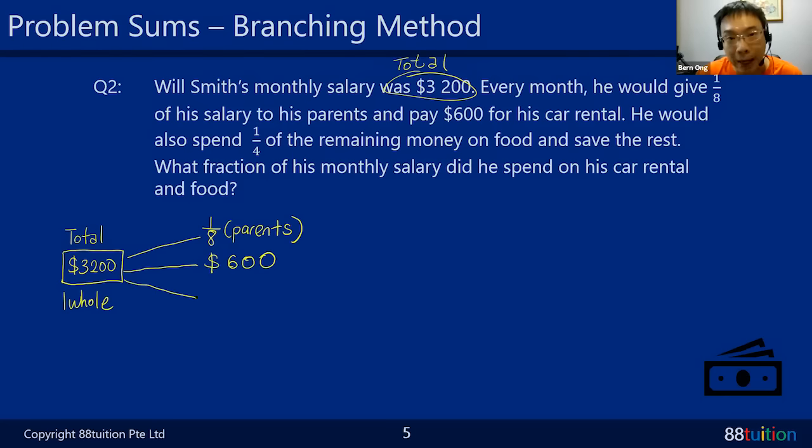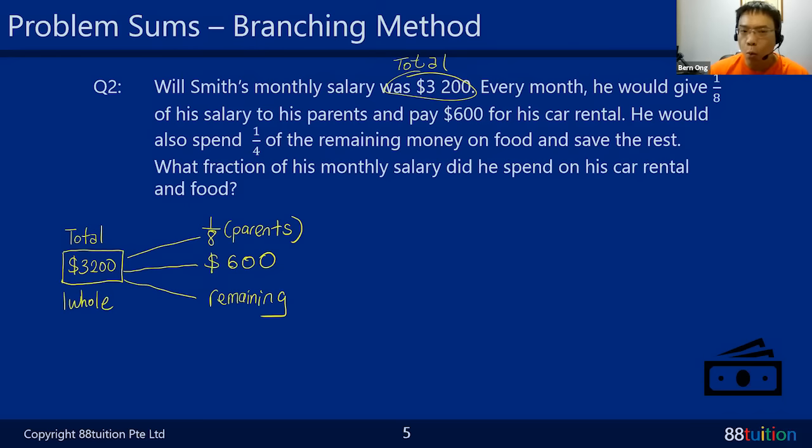And what is the third line out here? After giving to the parents, after spending money on the car rental, what is that one called? It's called the remaining. All right, this part is called the remaining. Down here, you can try to incorporate a little bit of English into math.